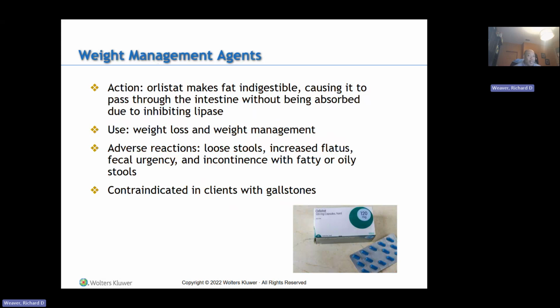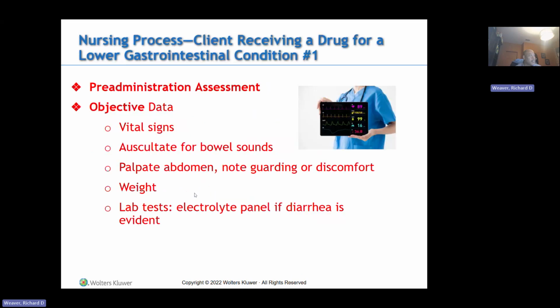These patients have to have a body mass index of over 30. All right. The drug works by inhibiting lipase, which is an enzyme that breaks down dietary fat. As a result, the fat eaten is indigestible. You can't digest it, and it passes through the intestine without being absorbed. And although this drug is not a laxative, the action of the drug results in loose stools and increased flatus and so forth. So make sure you take a look at the rest of this.